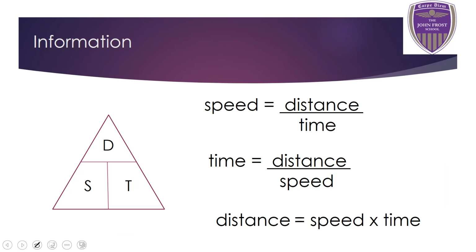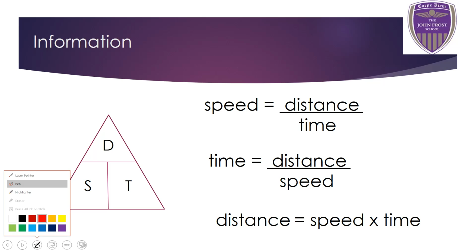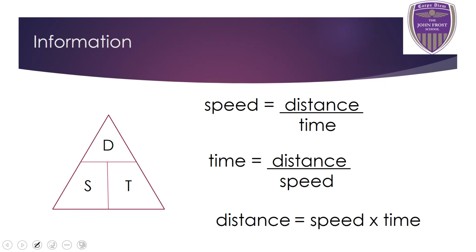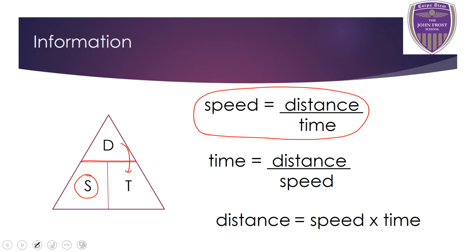So the first thing I want to remind you about is from the previous lesson that we did, when we were finding average speed. When we want to find average speed, we use this speed, distance, time triangle. And if we want to find the average speed here, then it's distance over time. So average speed is distance over time.